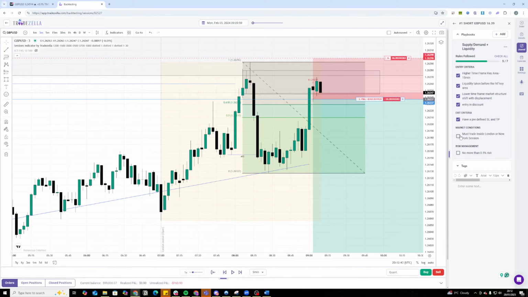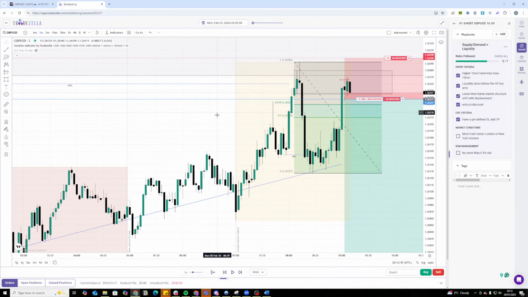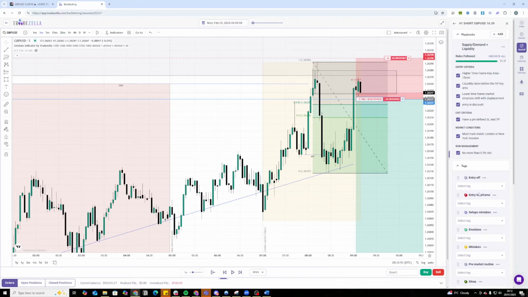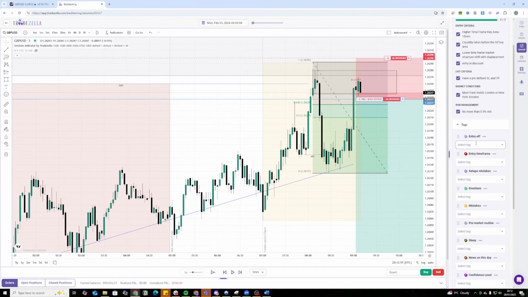The trade must be inside New York or London session. So it is inside London session. So yes. And we're just going to do 1% risk today, so we're not going to follow this particular rule, just to optimize your backtesting session if you're trading.